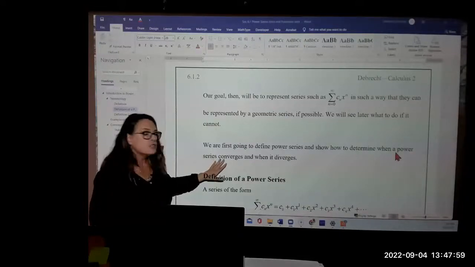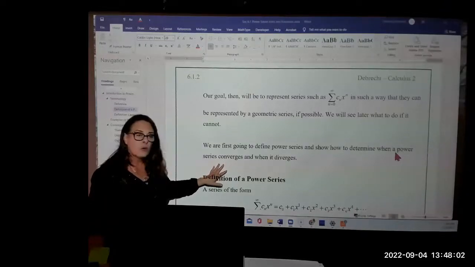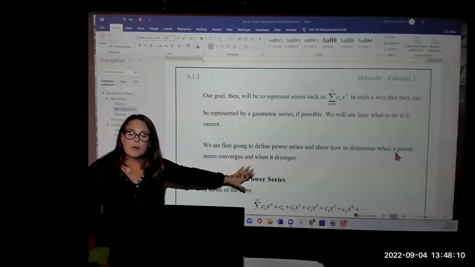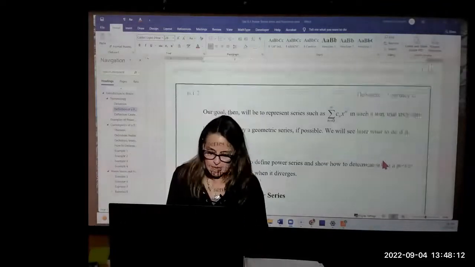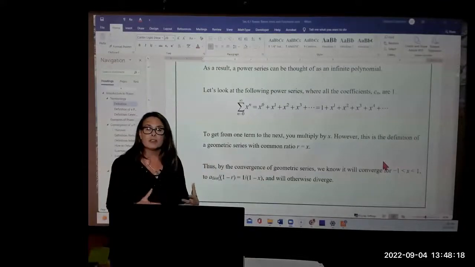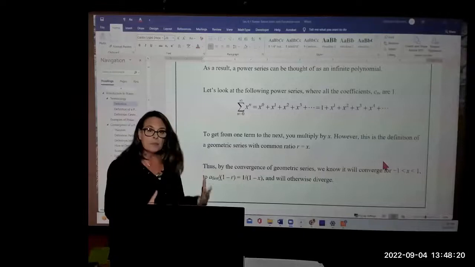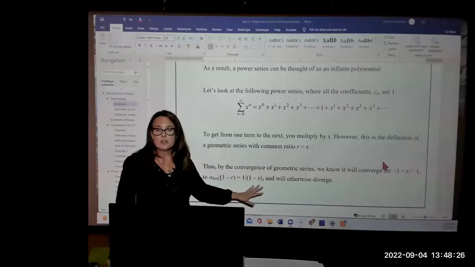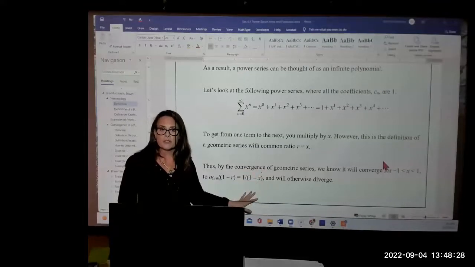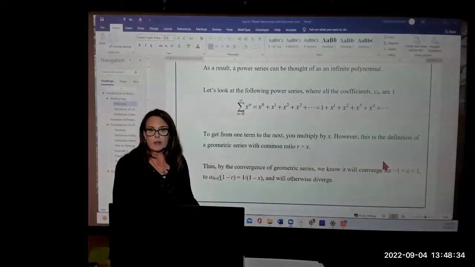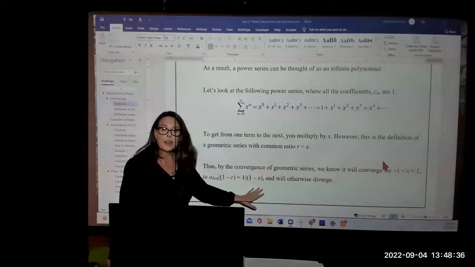Now, we're going to first define what power series are more formally, and then we're going to show how to determine when a power series converges and when it diverges. Now, we've already talked about one example of a power series, and that was this one right here. And we know, in fact, that because it can be written in strictly geometric form, that it must converge, and that, in fact, it must converge to 1 over 1 minus x. So we know what this one converges to. So when we can represent it as a geometric series, then we already know what it will converge to, and we can put that in right here.